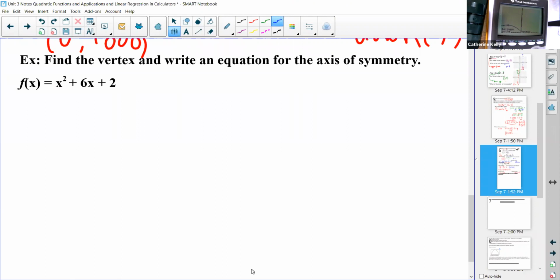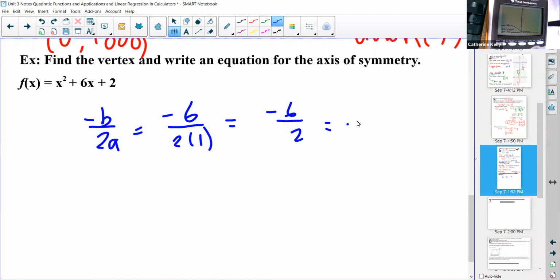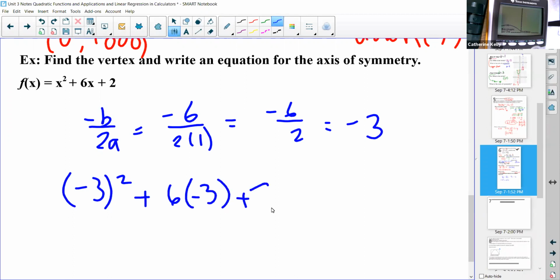Remember that the vertex is the opposite of b over 2a. So it's going to be the opposite of 6 over 2 times 1. It's going to be negative 6 over 2. It's going to be negative 3 for your x value. Then you're going to put negative 3 in for x squared, for x, plus 6 times negative 3 plus 2.